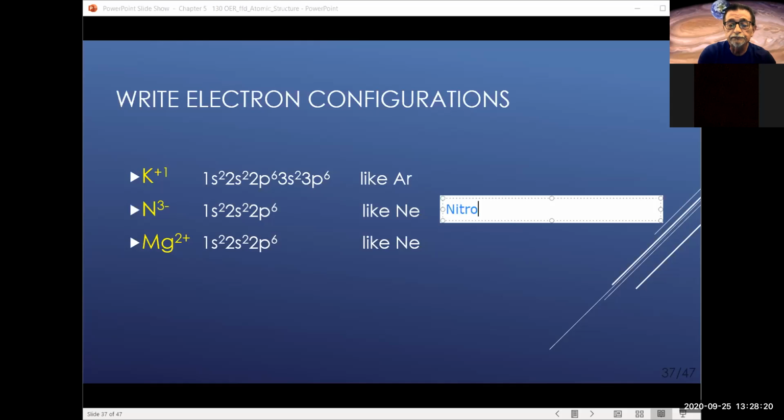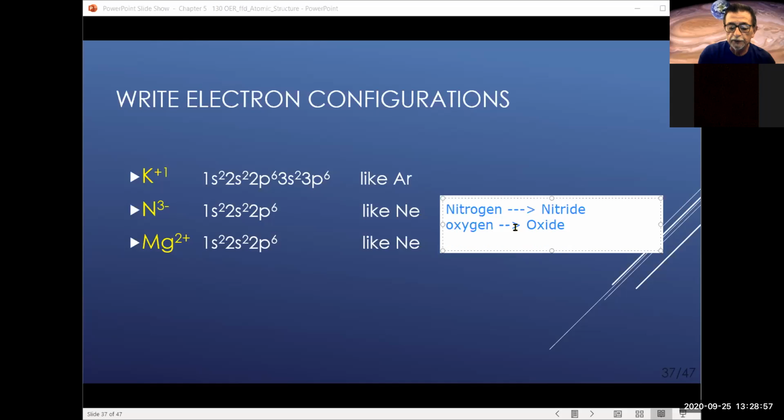By the way, when nonmetals become ions, we change the name. So nitrogen is the name of the element, okay? When it becomes an ion, we change the name to nitride. In fact, all the nonmetals, when they become ions, their name changes. So oxygen is the name of the element, obviously. When it gains 2 electrons and becomes ionic, its name becomes oxide.